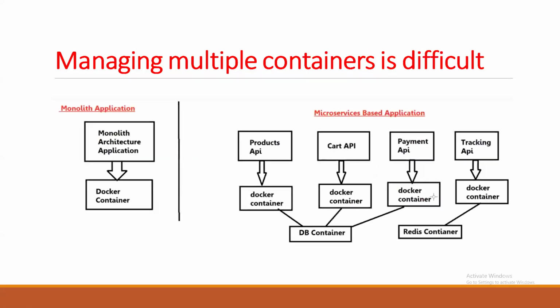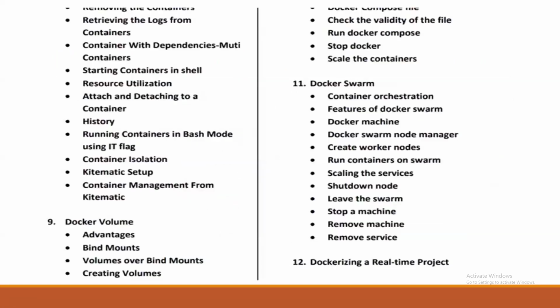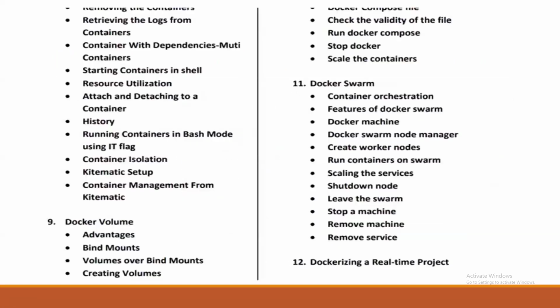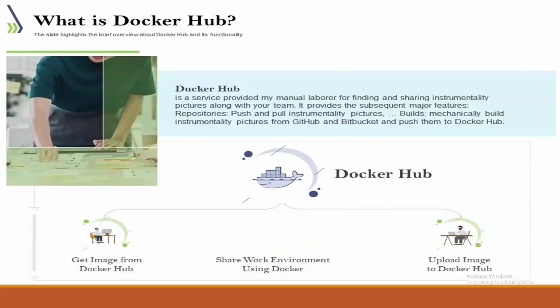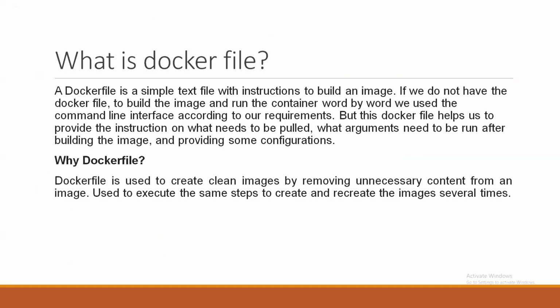So managing multiple containers is difficult in a microservice based application. We need Redis, we need a Docker container, and we need to attach these. Managing multiple containers is difficult. We discussed this, guys. Listing running containers is difficult, and that's the reason Docker Swarm or a Docker container orchestrator comes into the picture. Okay.